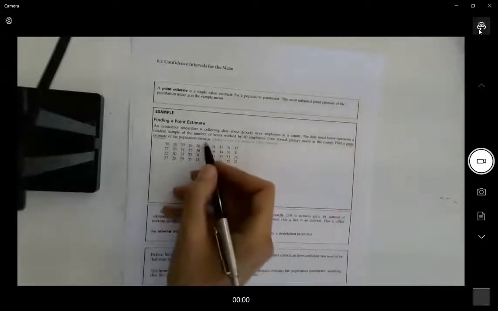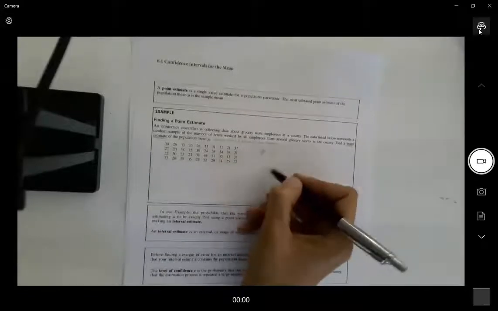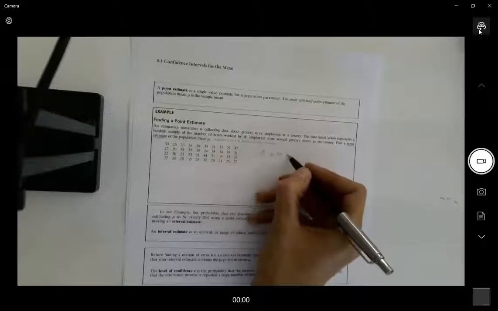Remember that the unbiased point estimate for the population mean is the sample mean. The sample mean in this case is 29.6.